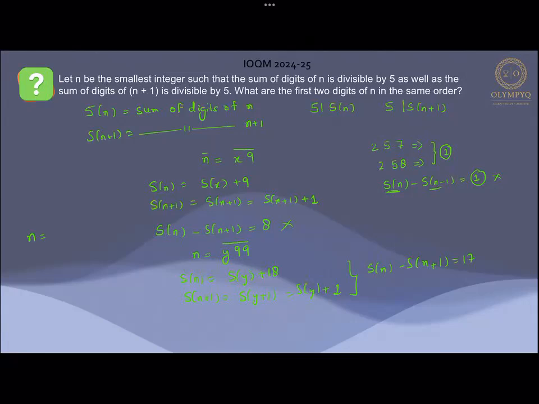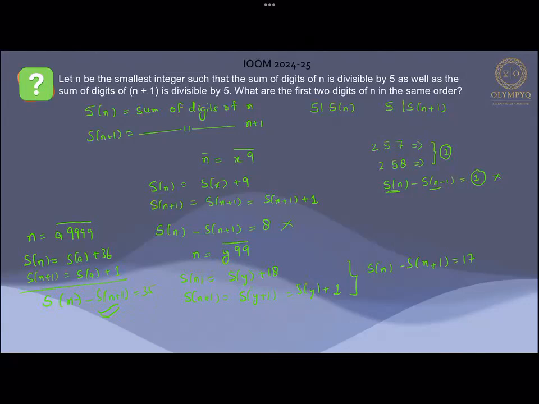So if I take the number as a followed by 9, 9, 9 and 9, then S(n) will become S(a) plus 36, and S(n+1) will become S(a) plus 1. If we take the difference, S(n) minus S(n+1) becomes 35, and this condition is satisfied over here. Now our main target is to find out what this a will be.